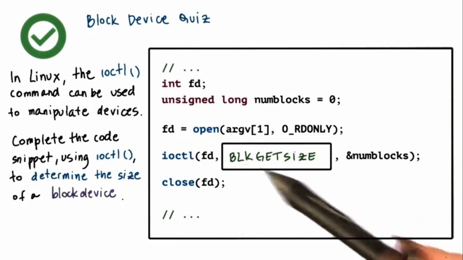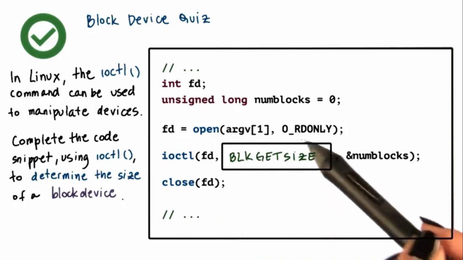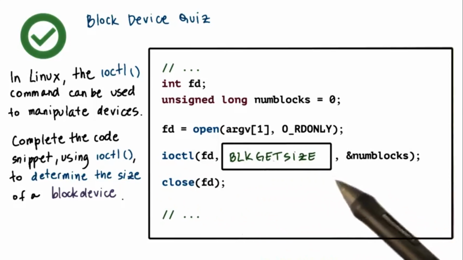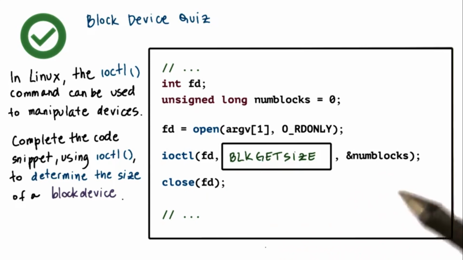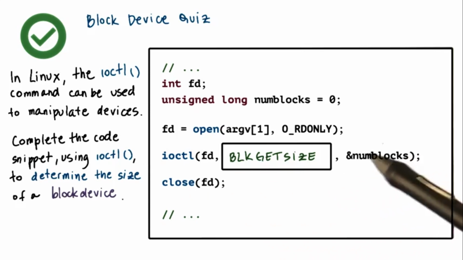The correct argument for the ioctl operation will be BLKGETSIZE, and this is specified in the Linux fs.h header file. When this function is executed, the memory location that's pointed to by the numBlocks variable will be filled out with the return value.